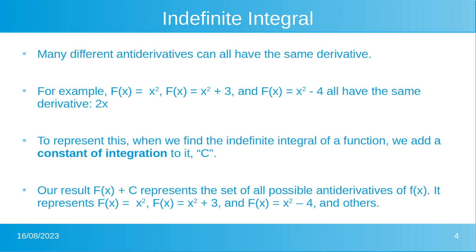So then our result, capital F of x plus c, that one antiderivative plus our constant of integration, represents the set of all possible antiderivatives of f of x. It represents capital F of x equals x squared, and it represents capital F of x equals x squared plus 3. If our value of capital C is 0, it represents capital F of x equal to x squared. If our value of capital C is 3, it represents capital F of x equal to x squared plus 3, and so on.